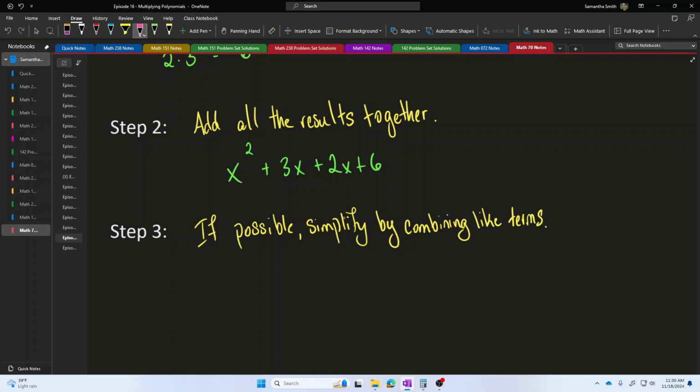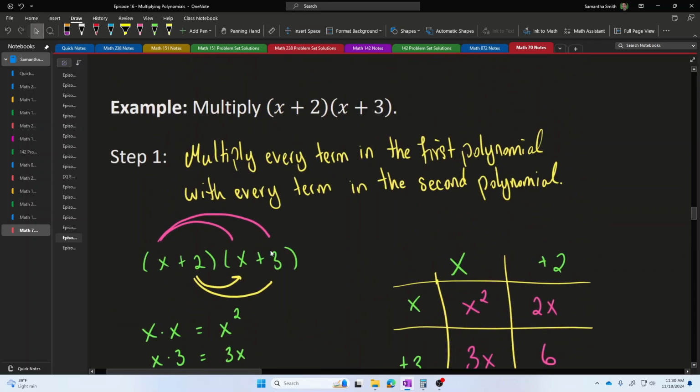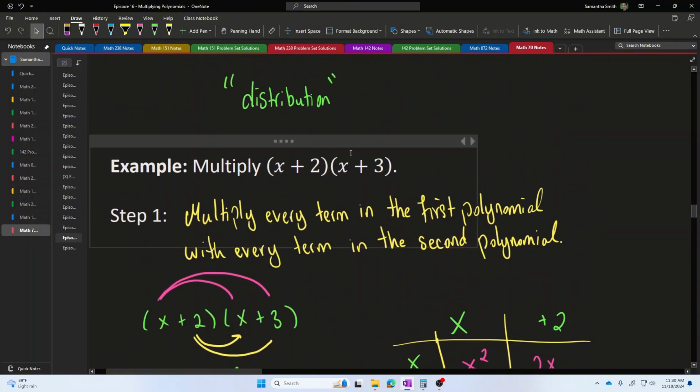So if I look in this expression, do I find any like terms in this expression? Well, 3x and 2x are like terms. The only difference between them is the coefficient in front. And so if I add together these like terms, then in total I will have a pile of 5x's added together. So simplified, I would get x squared plus 5x plus 6 as the result of x plus 2 times x plus 3. This would be the result of this product, multiply x plus 2 by x plus 3.